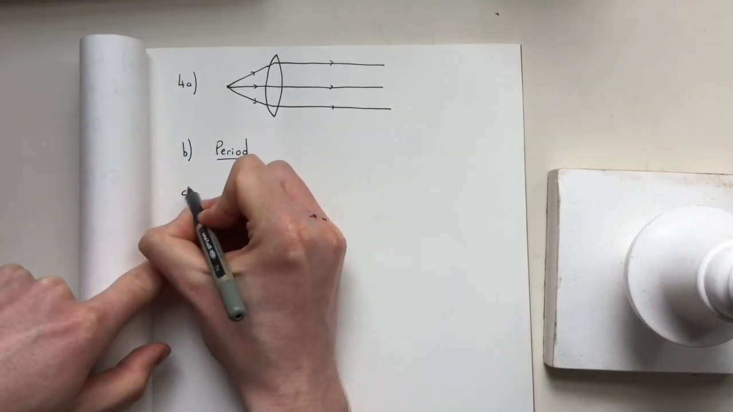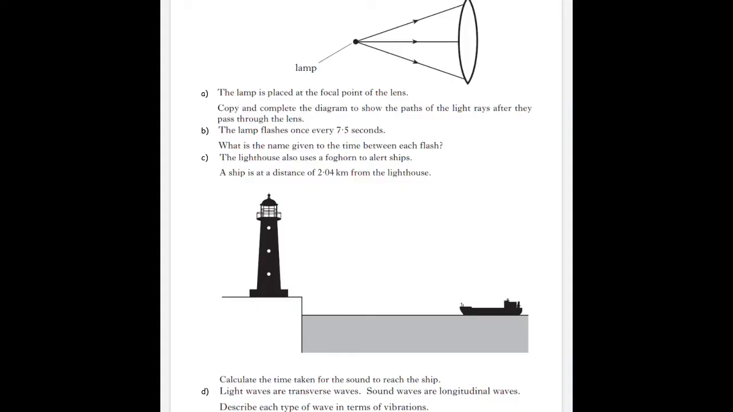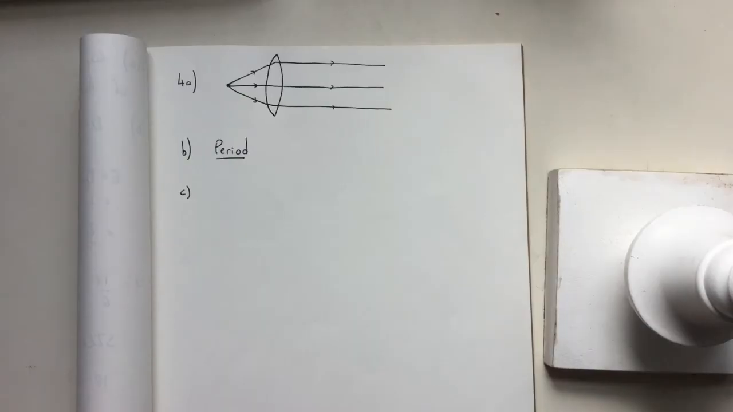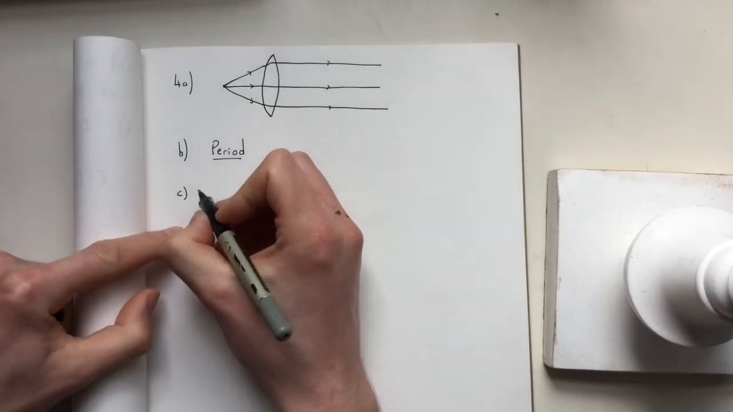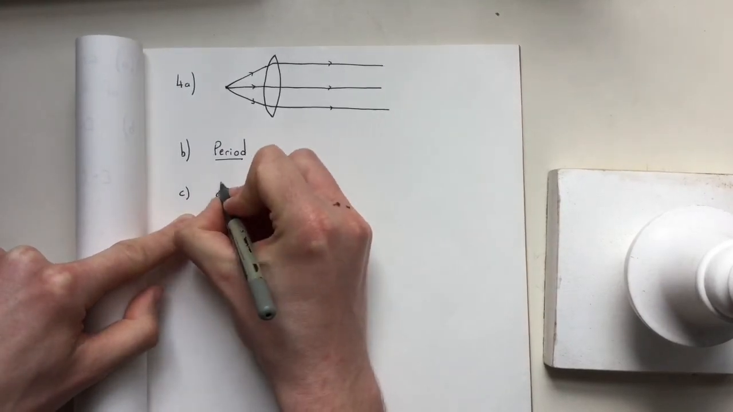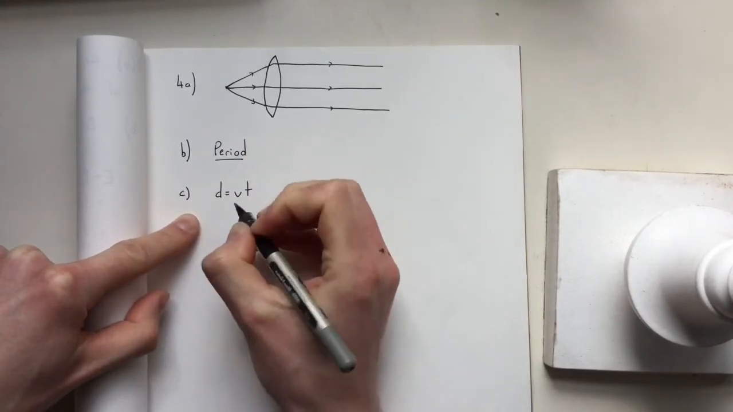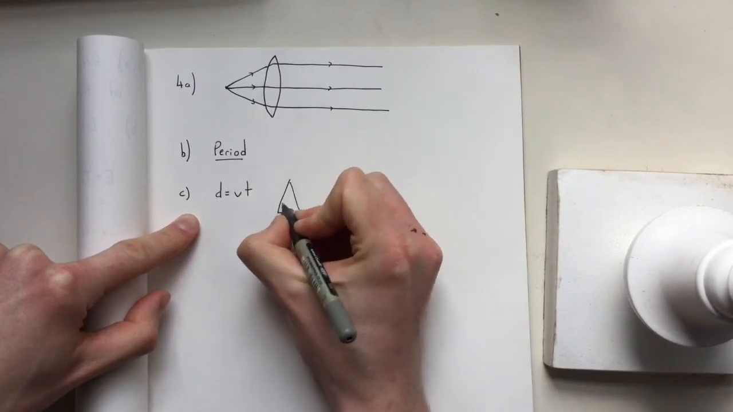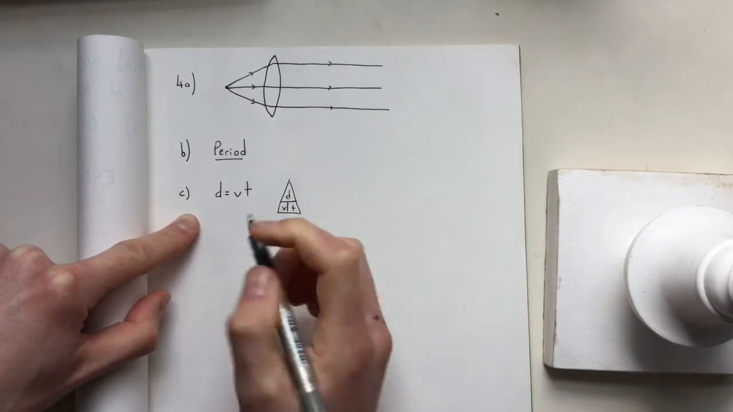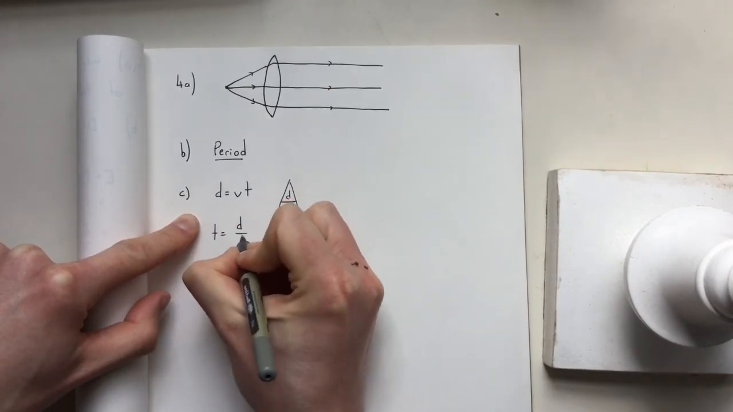Okay. C says the lighthouse also uses a foghorn to alert ships. A ship is at a distance of 2.04 kilometers from the lighthouse. And what's it asking? It's asking, calculate the time taken for the sound to reach the ship. Okay, so to do this one, calculate the time. It looks like a simple distance equals speed times time equation. Rearrange that using our triangle. Remember, D's at the top, V and T. Cover up the T. You get distance divided by speed.